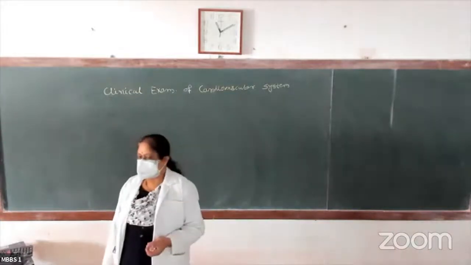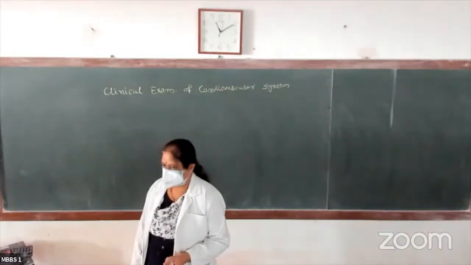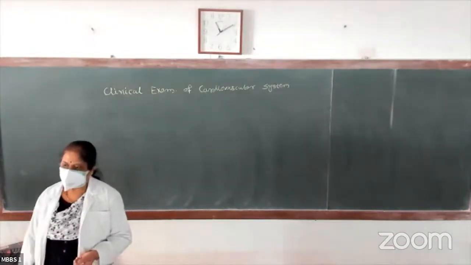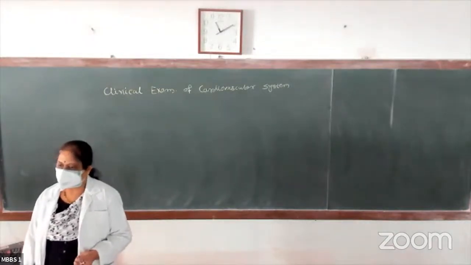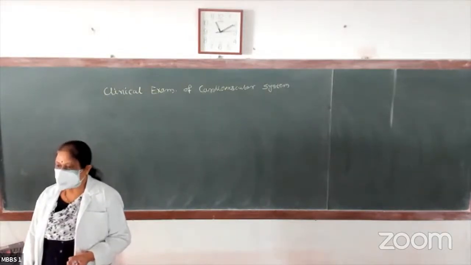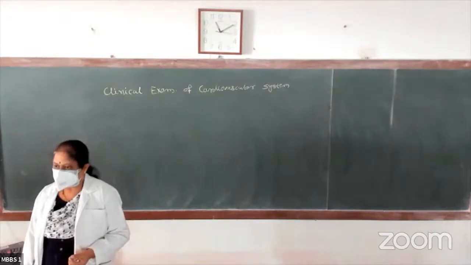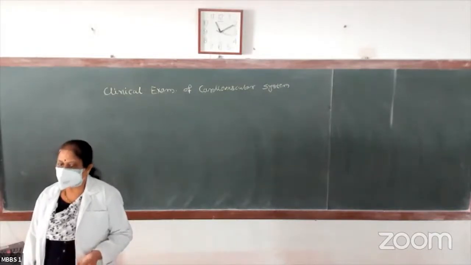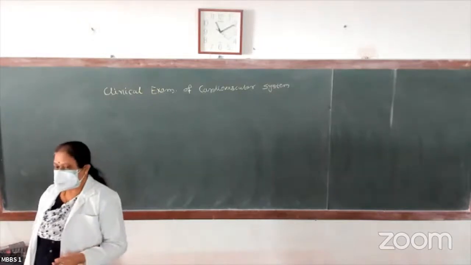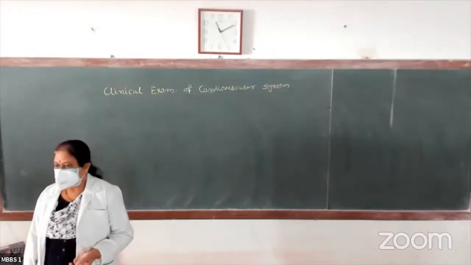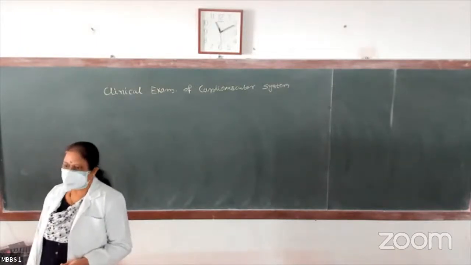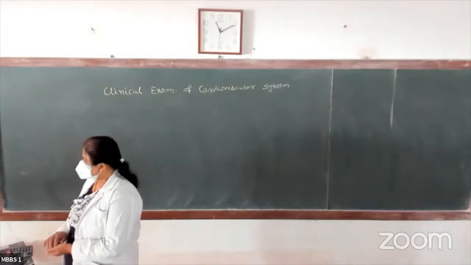Practical, clinical examination of the cardiovascular system. The complaints of the patient for which we have to check the cardiovascular system are breathlessness, chest pain, palpitation, that is, the patient feels the heartbeat. Awareness of his own heartbeat is the palpitation. Then next is giddiness and swelling over the limbs. These are the complaints for which we have to examine the cardiovascular system.